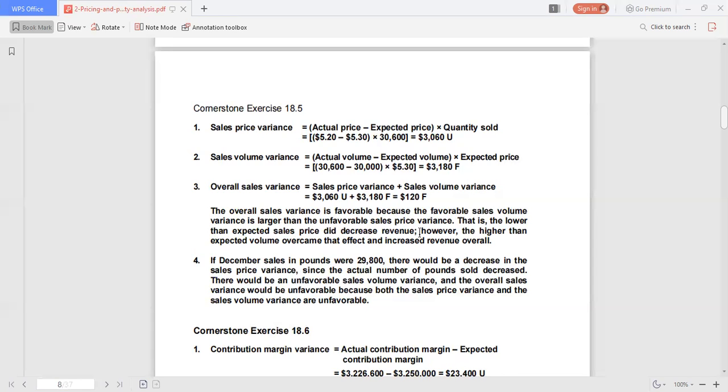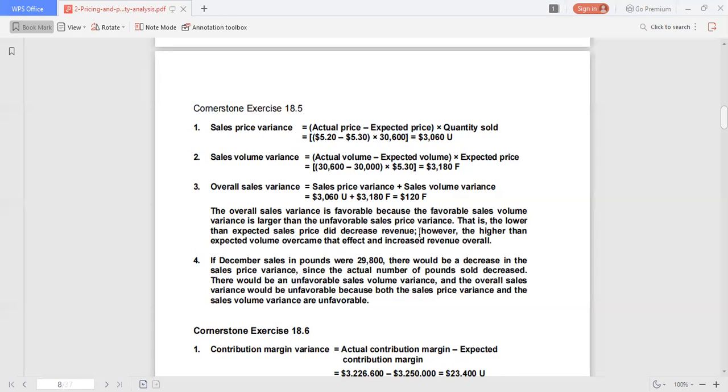Now, requirement number 4, what if December sales were actually 29,800 bags? So, this is instead of 30,600 bags.